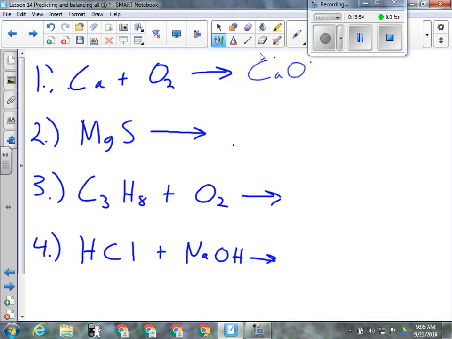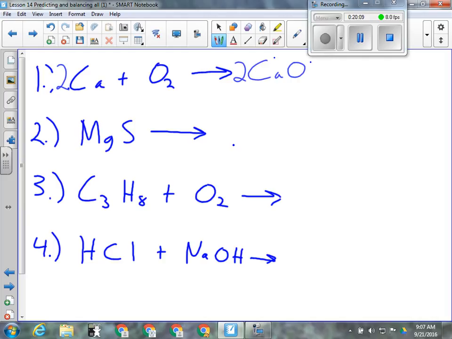Now I've got to balance the whole reaction as my final step. There's 2 oxygens over here, so I need to put a 2 there to balance the oxygens, and then a 2 here to balance the calcium. Does that make sense to everybody?